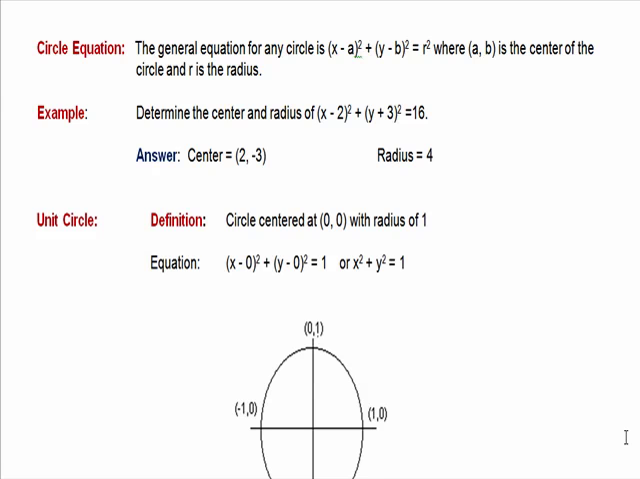So my center is (2, negative 3). And remember, what it equals is the radius squared. So if I get 16, the radius would have to be 4. Technically, remember, the square root of 16 is plus or minus 4, but the radius is a distance, and so our radius will always be positive.